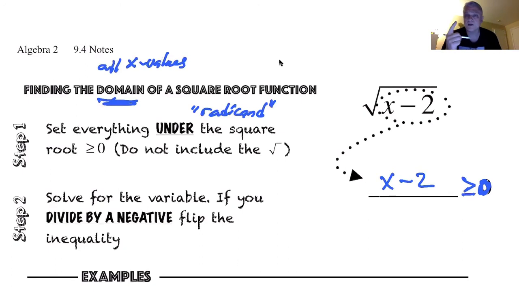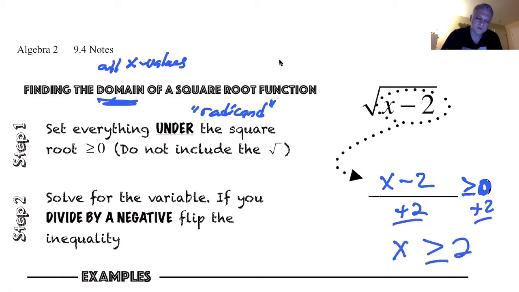That's step 1. Step 2 is do what you did back in Algebra 1, solve for x. In this case, we add 2 to both sides of the equation, and you get x is greater than or equal to 2. That would be the domain of this square root function.